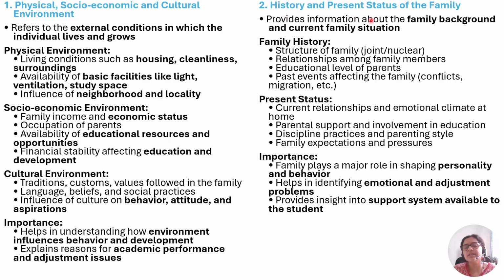Then history and present status of the family is their family background and their current family status. The family history includes things like structure of the family, whether it is joint or nuclear, relationship among family members, then educational level of parents, then past events that are affecting the families like conflicts, migration, etc. Then present status includes current relationships, emotional climate at the home, and parental support and involvement in education, discipline practices and parenting style, and family expectations and pressures.